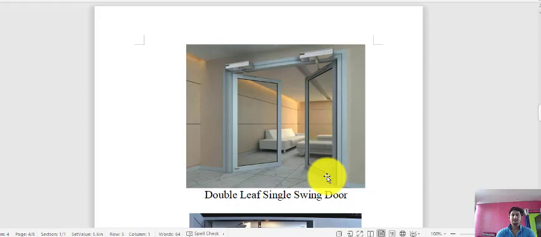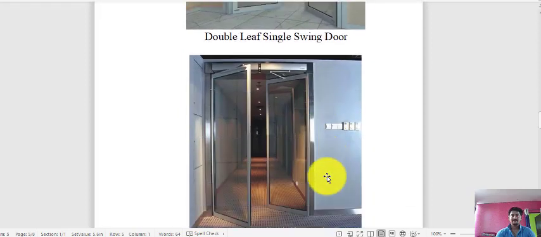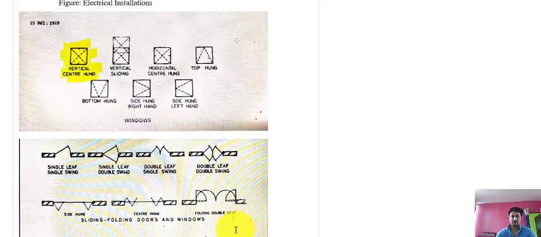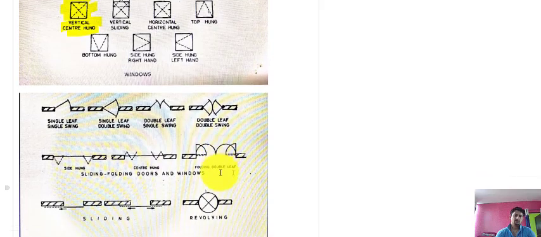Now comes double leaf double swing. For that you can see this door. It is double swing, it can move both ways. That is double leaf double swing, and its symbol is here. So these are the types of doors.